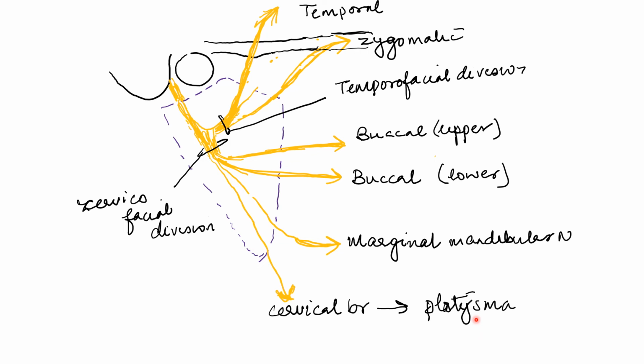So we will be discussing this later. Please make this in the same diagram. This cervical branch, which is coming from the cervicofacial division, exits out below the marginal mandibular nerve and exits through the apex of the parotid gland.